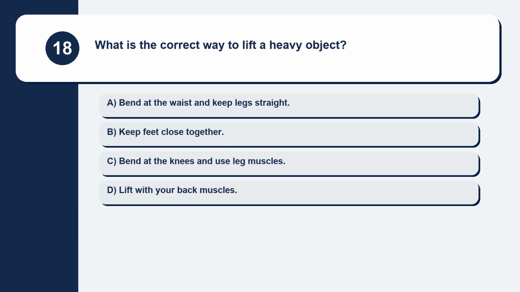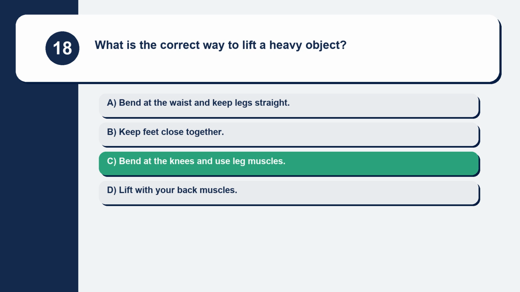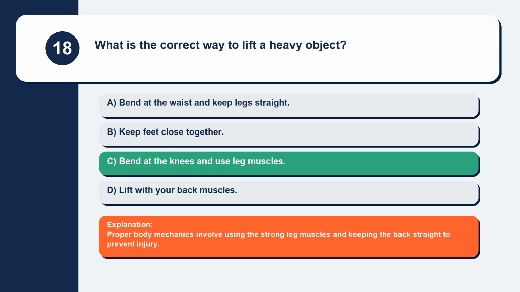Question 18. What is the correct way to lift a heavy object? Bend at the waist and keep legs straight, keep feet close together, bend at the knees and use leg muscles, lift with your back muscles. Proper body mechanics involve using the strong leg muscles and keeping the back straight to prevent injury.